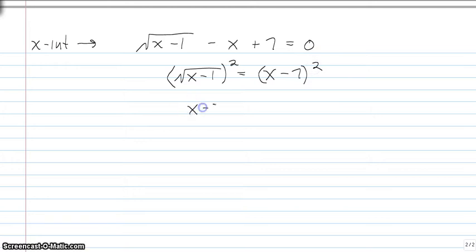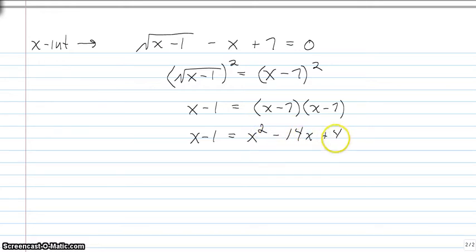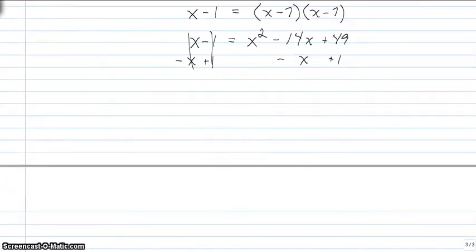So we have x minus 1 equals, and on the right side I'm going to FOIL. And assuming that we can handle doing the FOIL method on the right side, that should give us x squared minus 14x plus 49. And I need to get this equal to 0 because it's a quadratic, so I'm going to subtract x and add 1, which gives me 0 on the left side of the equals.